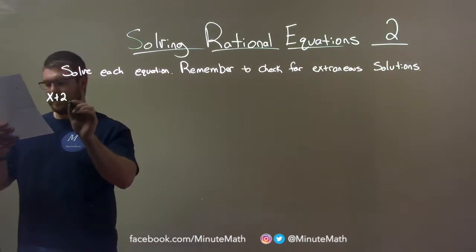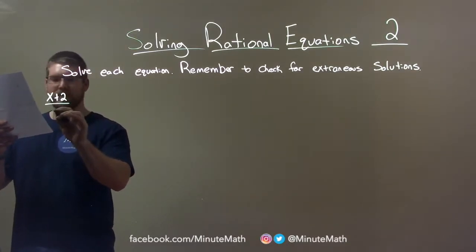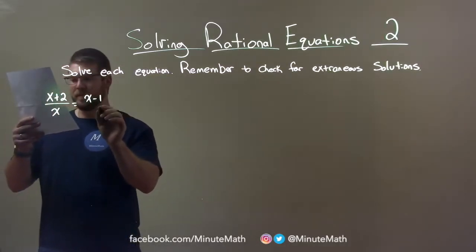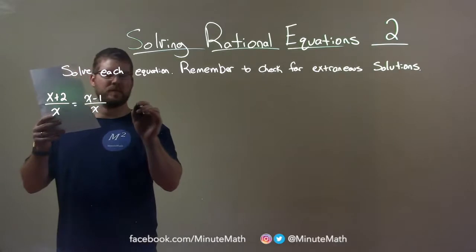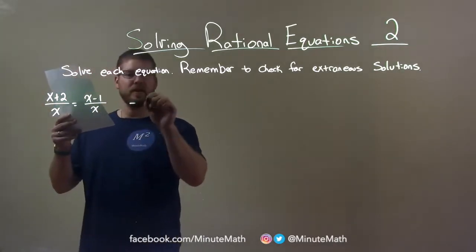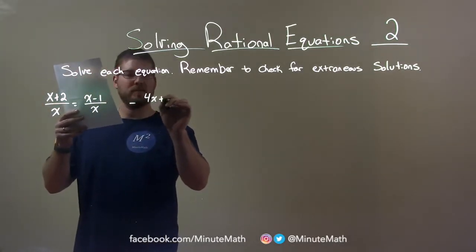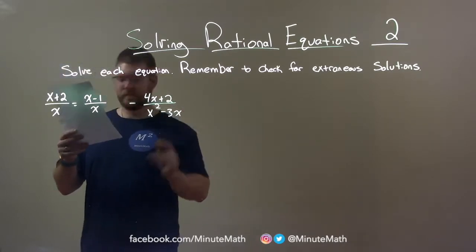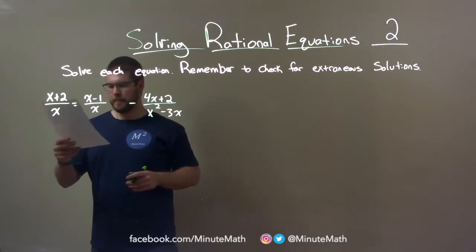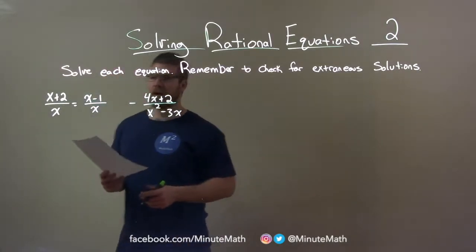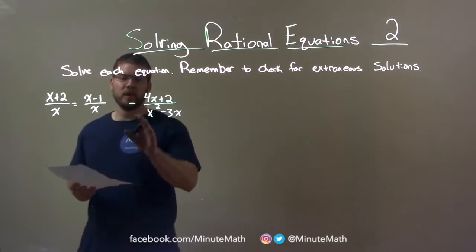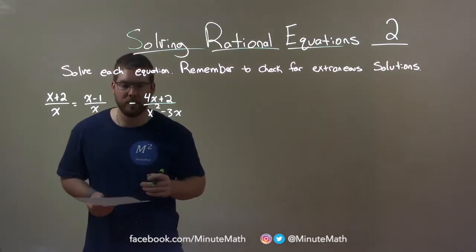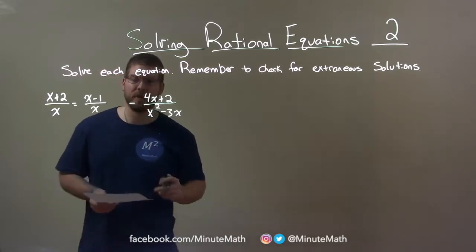x plus 2 over x is equal to x minus 1 over x minus 4x plus 2 over x squared minus 3x. Got it all. So what I want to do first is, I can only combine these two fractions if they have the same denominator. We have an x here and an x squared minus 3x.